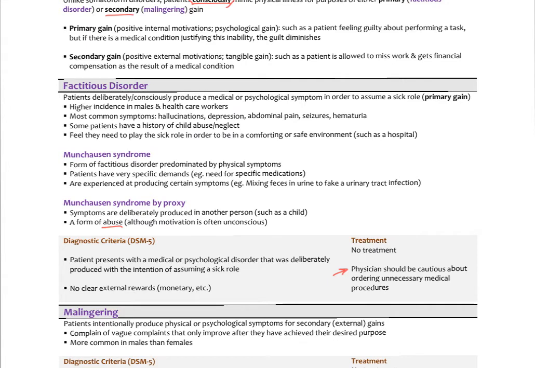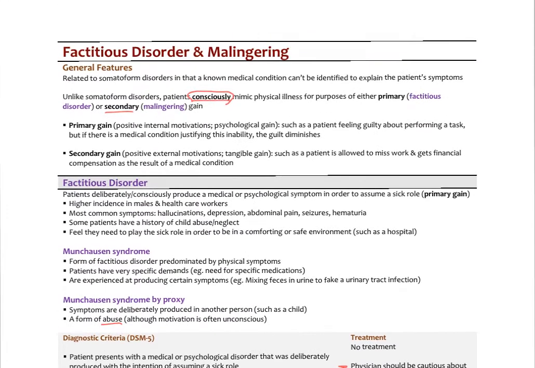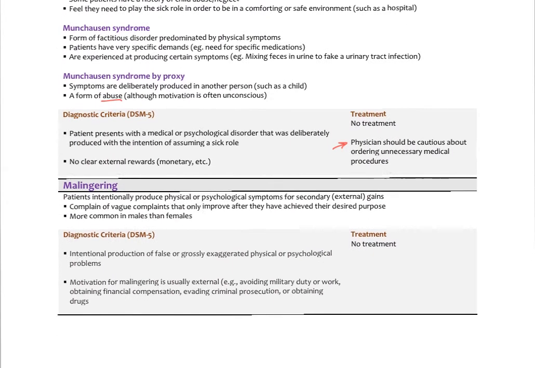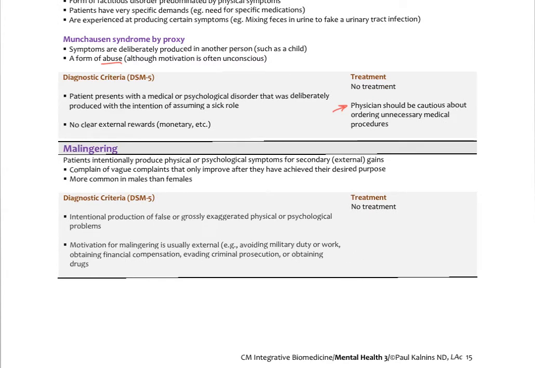So this is something to be aware of. Another type of disorder here, factitious disorder, this is malingering. The patients intentionally produce physical or psychological symptoms for secondary external gains. As a complaint, they complain of vague symptoms that only improve after they've achieved their desired purpose. This one's more common in males than females. So there's an intentional production of a false or grossly exaggerated physical or psychological problem.